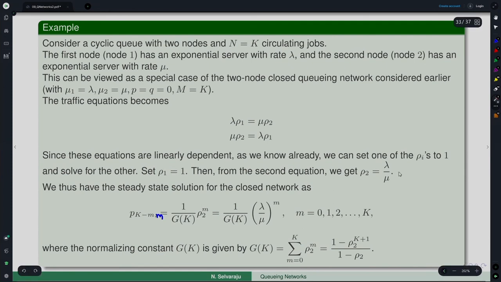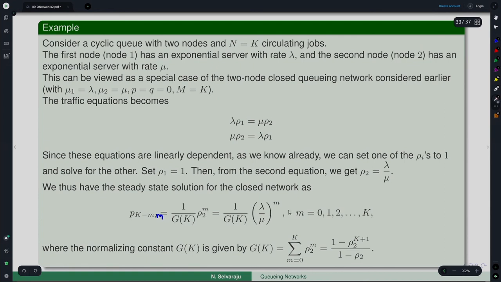But remember, here we have assumed a generic lambda by mu, but now we can be a little more specific for two cases: when lambda is not equal to mu, and when lambda equals mu. When lambda equals mu, rho 2 is 1, and hence every term is also 1, so you will simply get the required quantity as k plus 1.